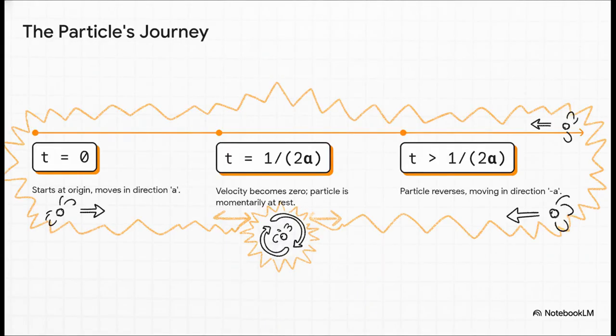We can even map out its whole journey. At t = 0, it takes off in the direction of a. Then, at this one very specific moment in time, when t = 1/(2 alpha), its velocity hits 0. That's the peak, that's the turning point. For any time after that, the velocity becomes negative and the particle starts moving right back where it came from.